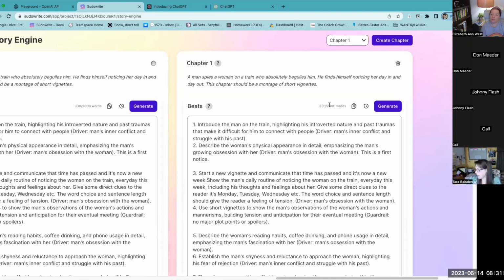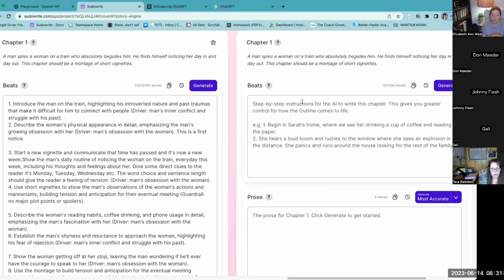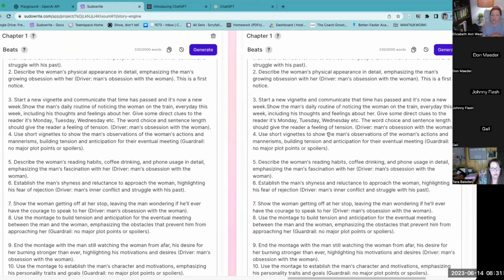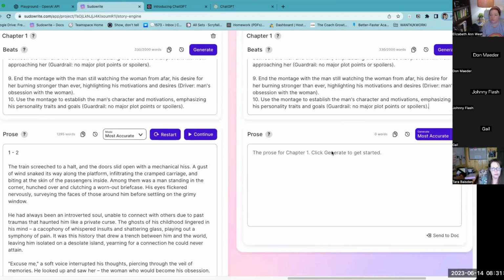All right, so I have one more model to show you before we start making changes to the style. So I'm going to create chapter 1. We're going to paste in the beats, same beats. We're going to run 1, 2, 3, 4. Now there's a model that runs in the middle of Most Accurate and Fastest, and that is Best Prose. Best Prose is currently connected to Claude.